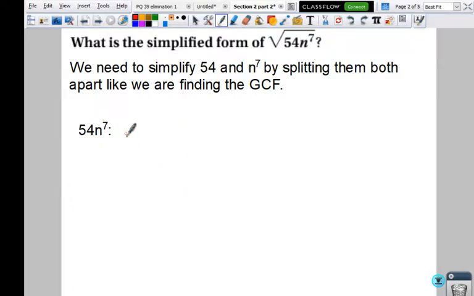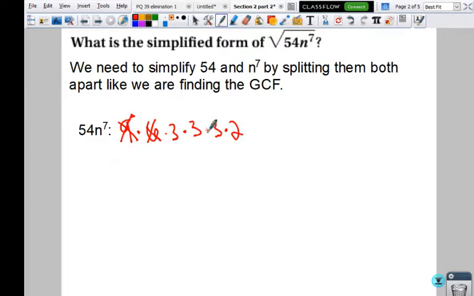But let's just start with 54, because that's going to be just like normal. How can I split up 54 to be something times something? 9 times 6. Yeah. 9 times 6 is 54, right? But what's 9 really? 3 times 3. And then 6 is 3 times 2. 9 is really 3 times 3, and 6 is really 3 times 2.